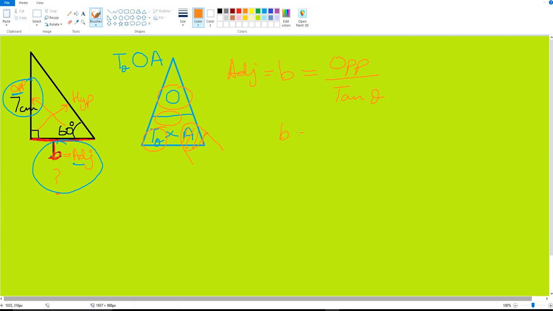So B equals, what's our opposite? The opposite has a value of 7. So it's 7 divided by tan of the angle, and the angle is right here, 60. So 7 divided by tan of 60. We can work that out.